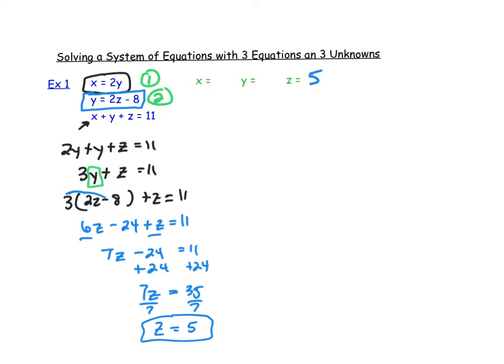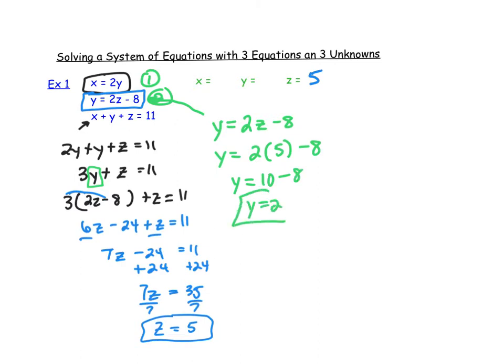All right, now that we know that z is 5, I can plug that into the second equation, y equals 2z minus 8. If z is 5, it's 2 times 5 minus 8. That's 10 minus 8, which is 2. So y is 2. Then, if I want to figure out what x is, I can use that first equation. x equals 2y. We know y is 2, so it's 2 times 2, so x is 4.